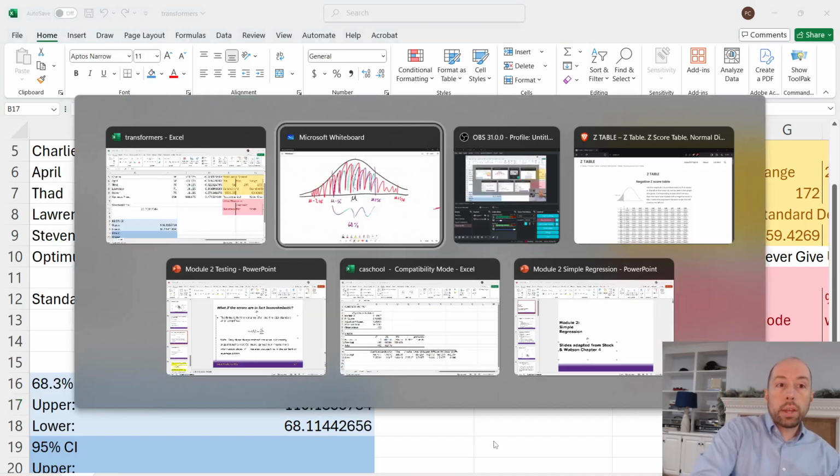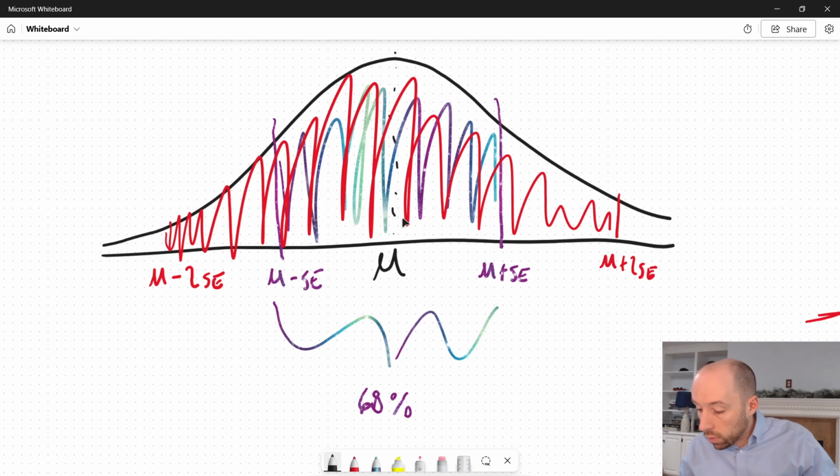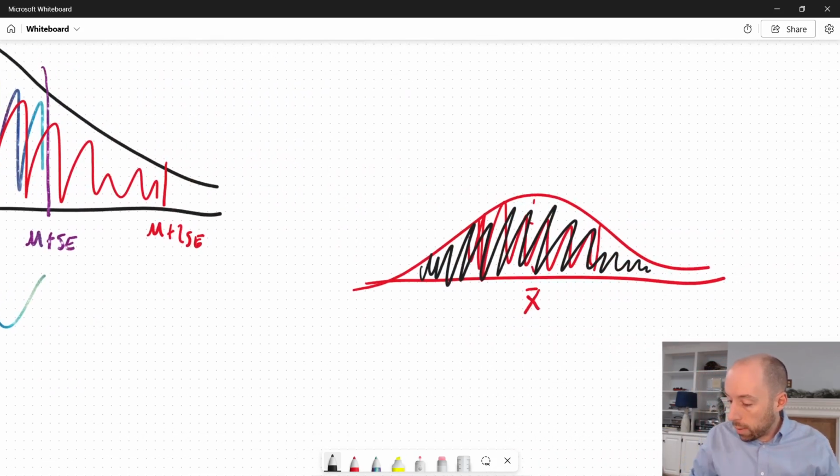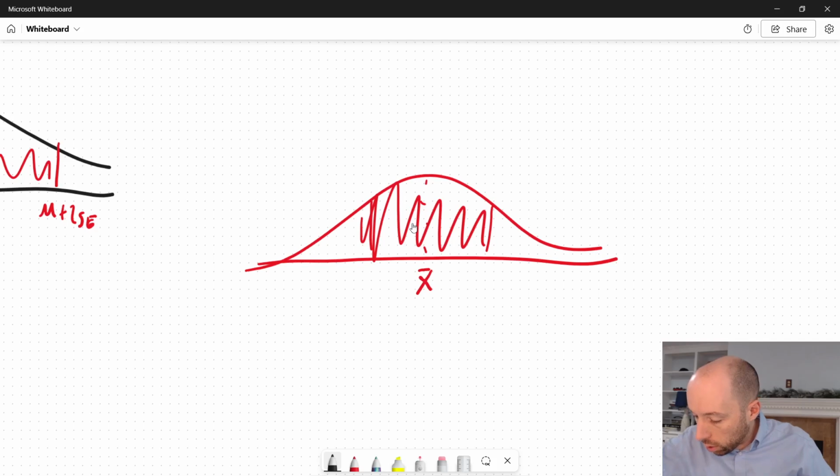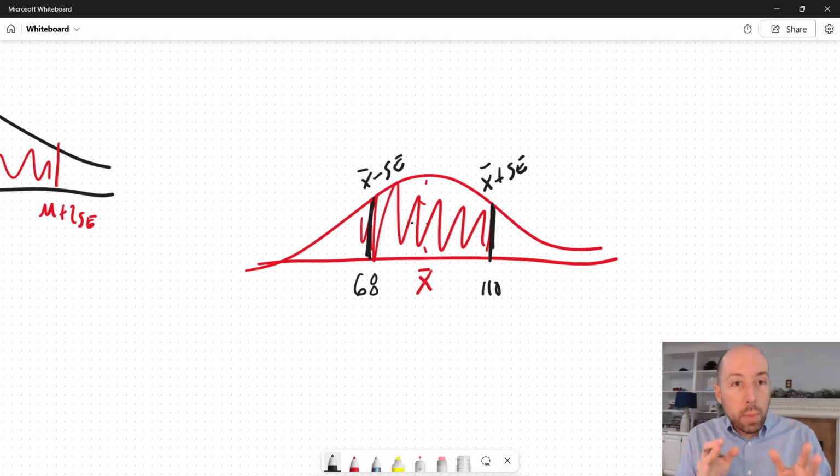I will even draw it over here. So back to my picture here. Here's X bar. What do I have? I've got 1 standard deviation up and down. So this here is 68. This here is 110. And this is also X bar plus the standard error. And this is also X bar minus the standard error. Easy peasy.